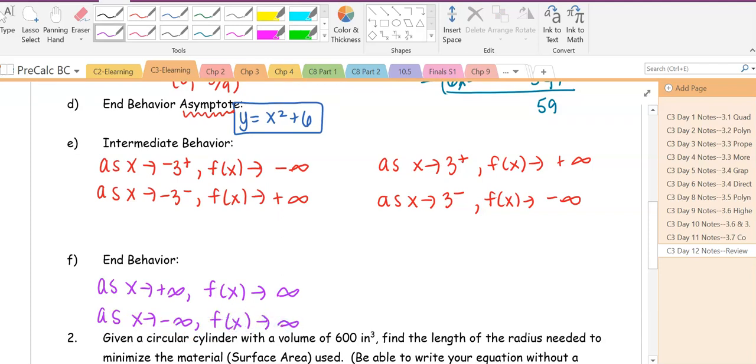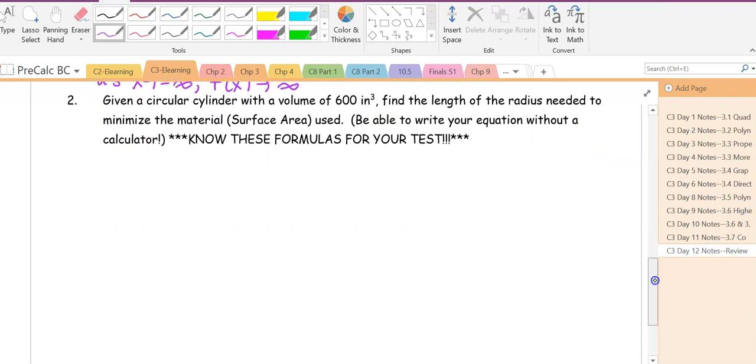+infinity for both of these guys. Okay? And it's going up for both because the asymptote is a parabola. And we know a parabola's end behavior is the same on either side. Okay? All right, little reminder of that stuff.